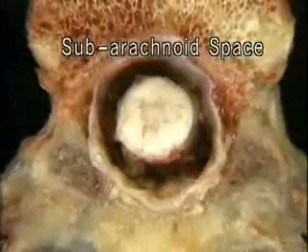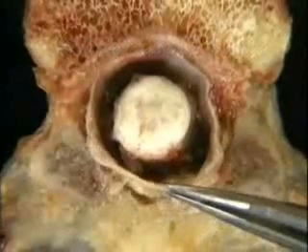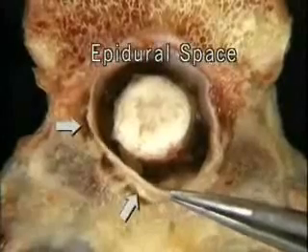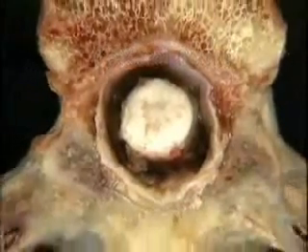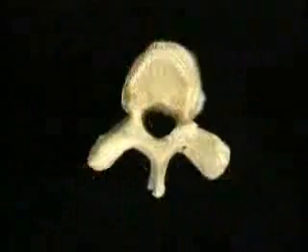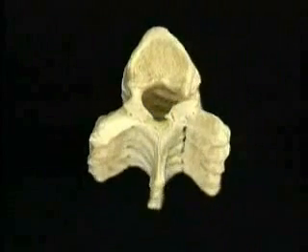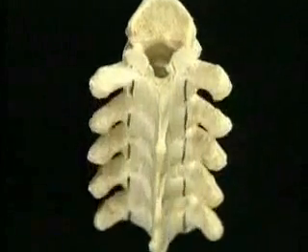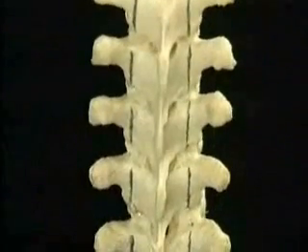In life, it's filled with cerebrospinal fluid. The space between the dura and the wall of the vertebral canal is called the epidural space. It's filled with fat, loose connective tissue, and blood vessels. To see the contents of the vertebral canal from end to end, we'll take a look from behind at a dissection in which all the laminae have been divided along these lines and removed.